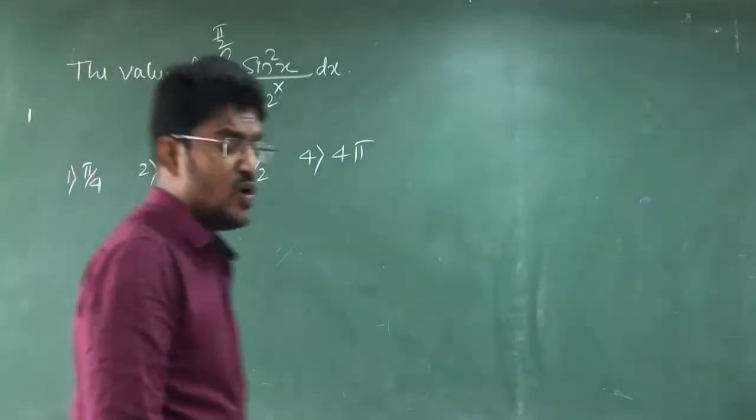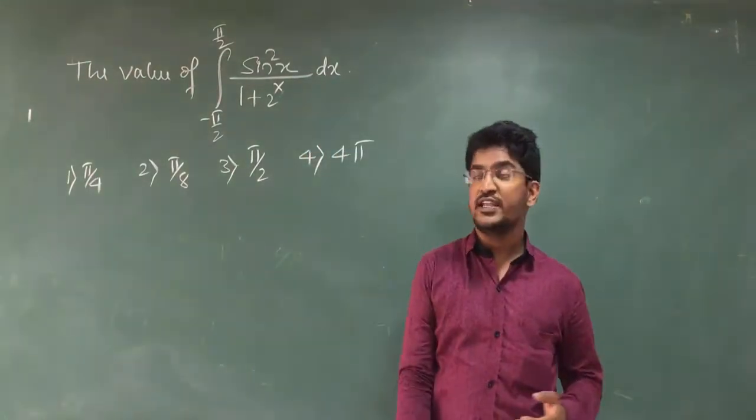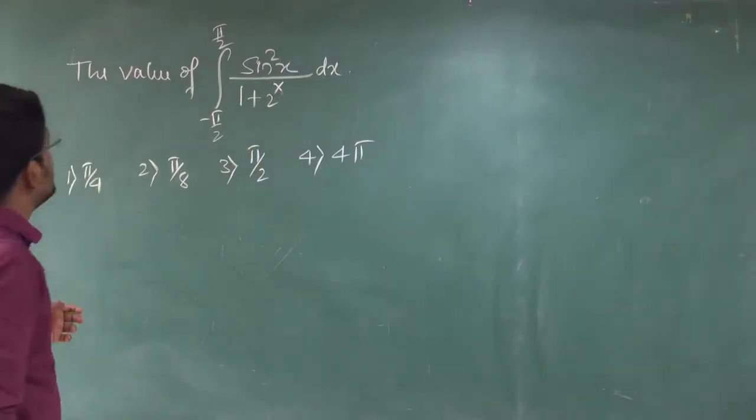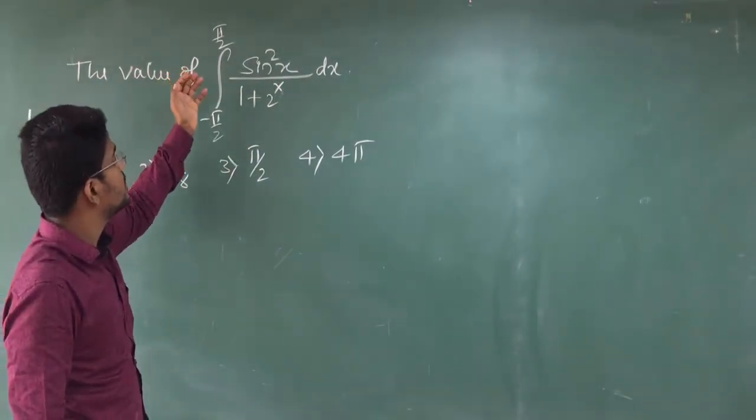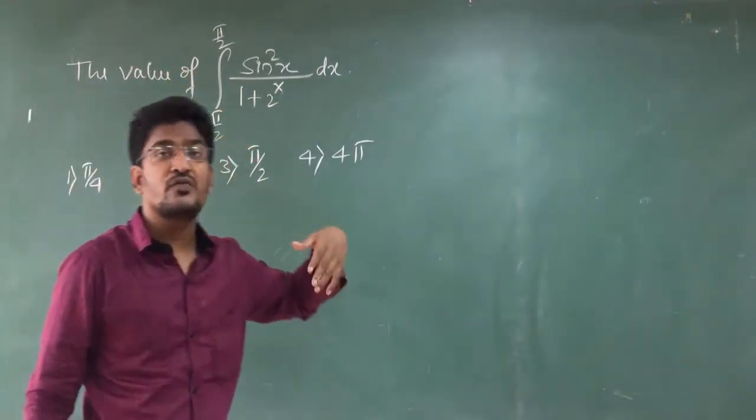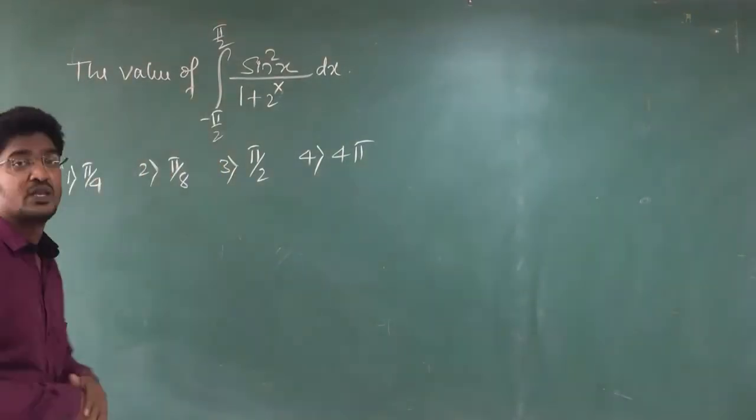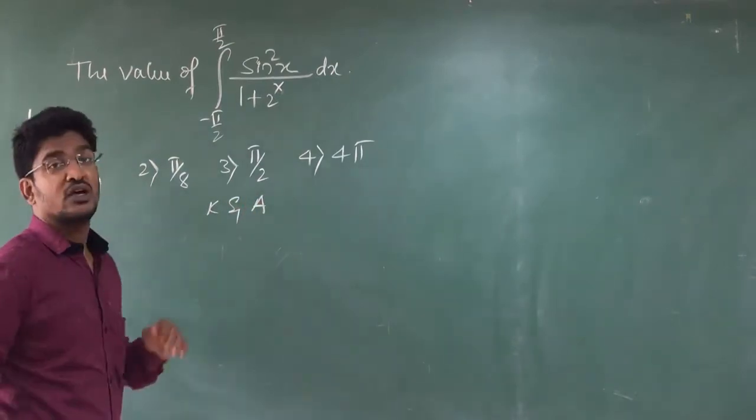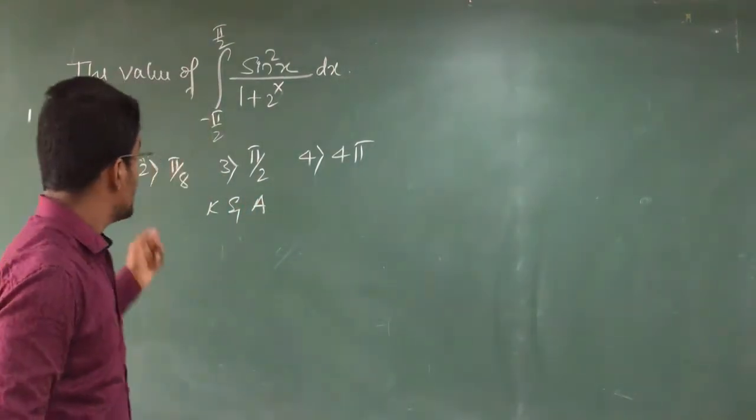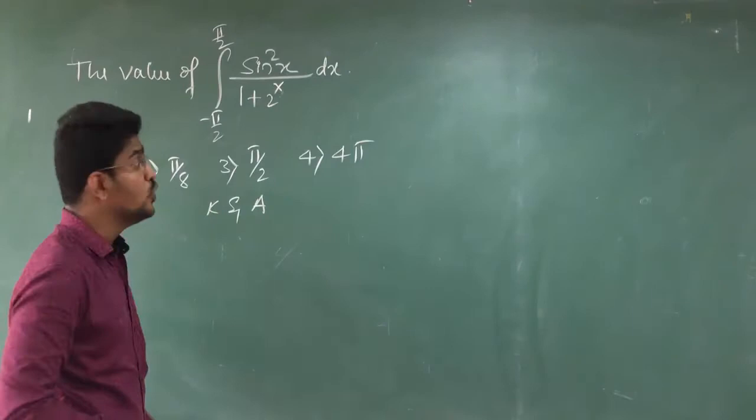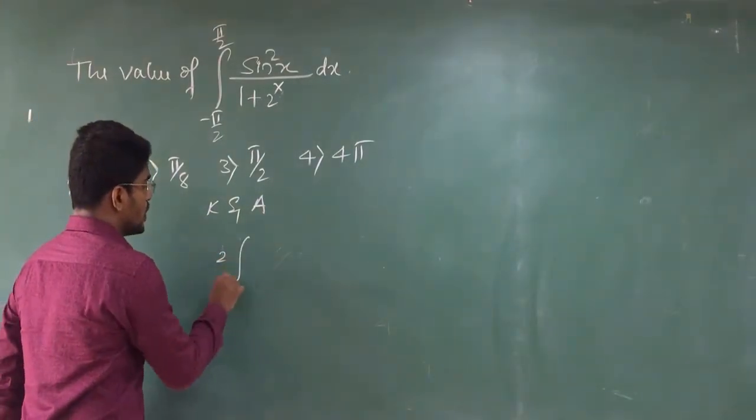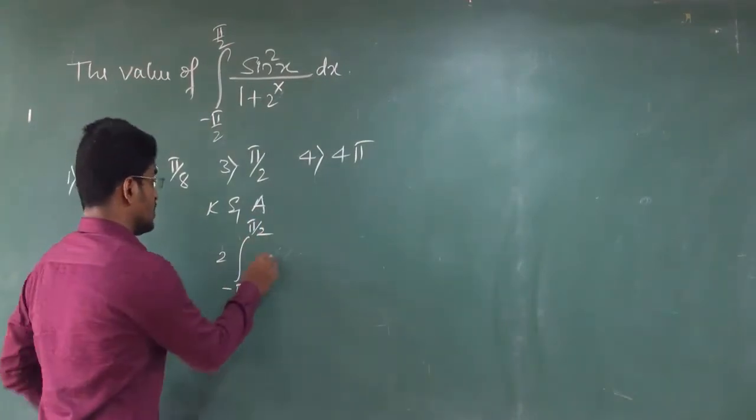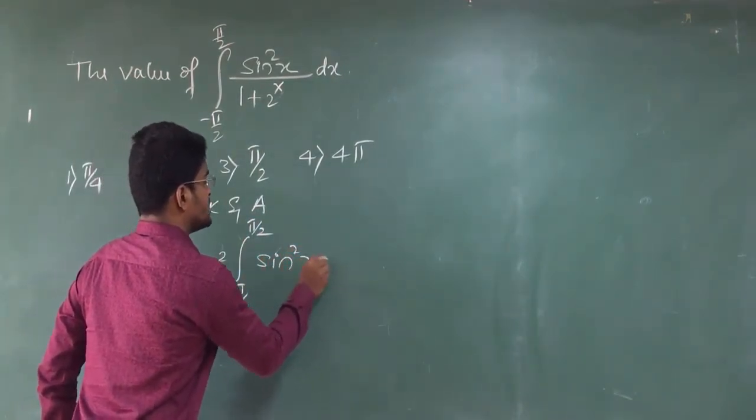Okay students, now let us move to the next question, that is from definite integrals. The value of the integration from minus pi by 2 to plus pi by 2 of sin square x divided by 1 plus 2 to the power of x, with respect to dx. Very simple question, but you must know the King and Add rule. If I apply the King and Add rule, it will be 2 integration from minus pi by 2 to plus pi by 2 of sin square x dx.